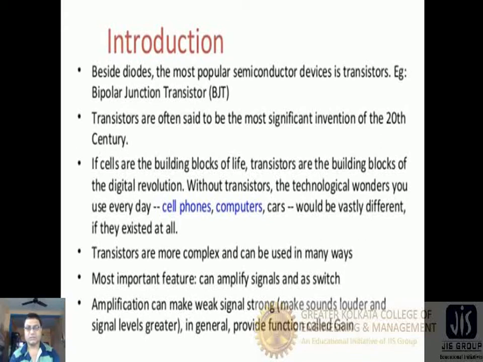Without transistors, the technological wonders you use every day, here we can see a cell phone, a computer, a car, would be vastly different if they existed at all. The transistors are more complex and can be used in many ways. The most important features are that they can amplify signals and act as a switch. These two are very important. Transistor can be used as an amplifier or as a switch.